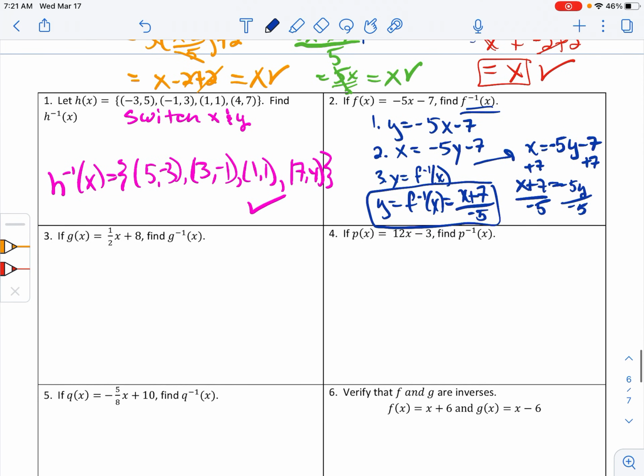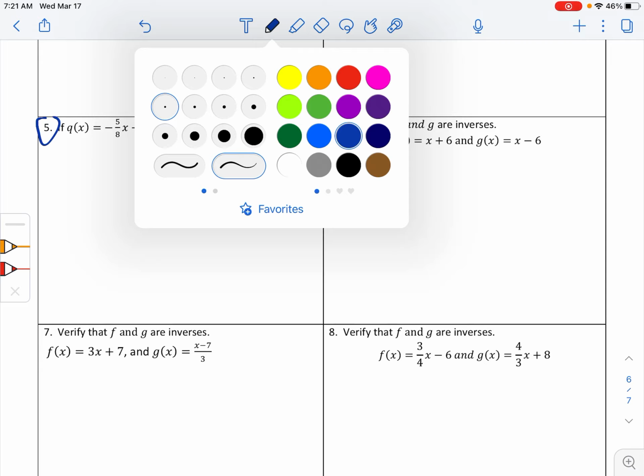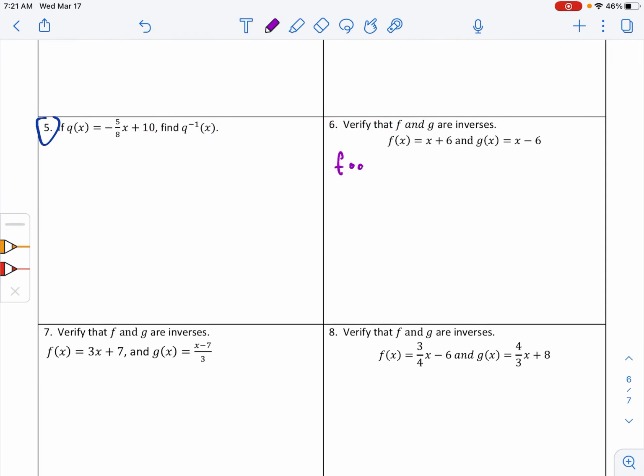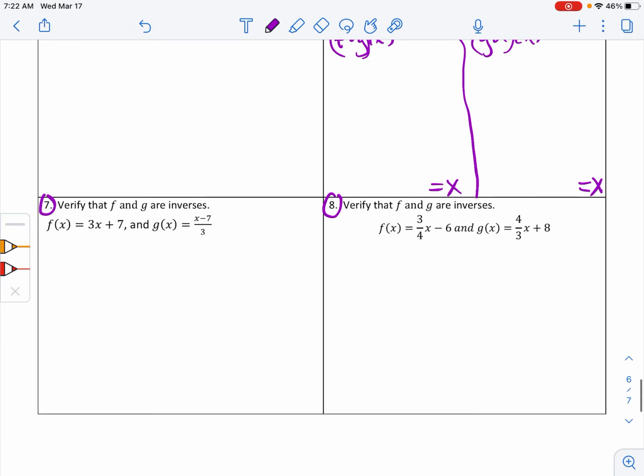So you're going to do the same thing for 3, 4, 5. And then down here on 6, 7, 8, you are going to do f of g of x, and then you're going to do g of f of x. And when you get down here to the end, they both better equal x. So you're going to do that on 6, 7, and 8. Okay? So do those and see if you can get that turned in today so I can count you here for attendance. Get as much of this done as you can.